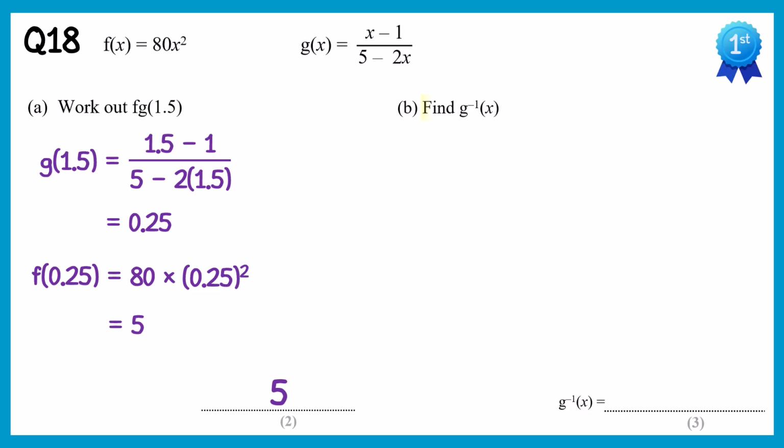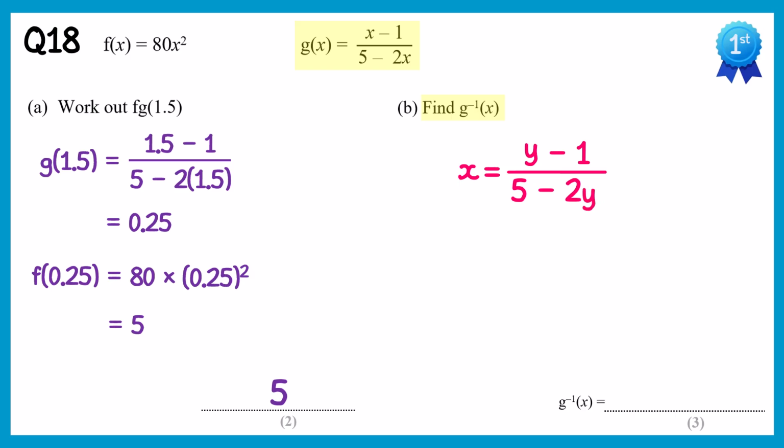For the second part of the question, we need to find an inverse function, g inverse of x. We're going to start by writing out the g function, but replacing the g of x with a y. So it's y equals x minus 1 over 5 minus 2x. We're then going to switch all of the y's to x's and all of the x's to y's. So the y will turn into an x, and the x's on the right hand side will turn into y's.